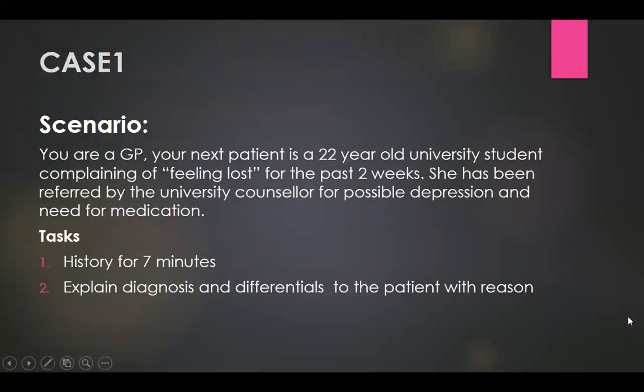This is a sample case. This is completely made up. So you are a GP. Your next patient is a 22-year-old university student complaining of feeling lost for the past 2 weeks. She has been referred by the university counselor for possible depression and need for medication. Tasks are: history for 7 minutes, explain diagnosis and differentials to the patient with reason.